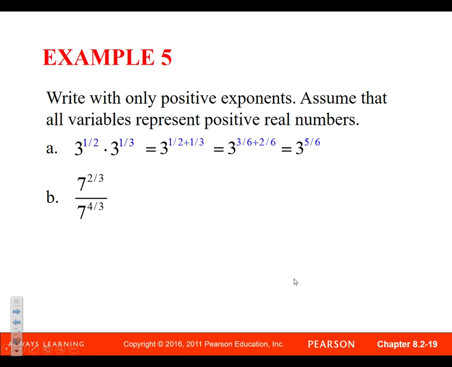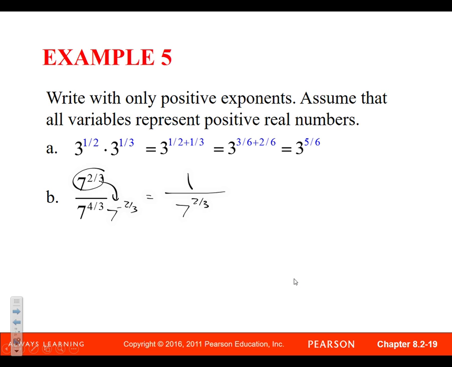Okay. Here's my tip to you, really quickly. Which one has a higher power there? The denominator does, doesn't it? So I'm going to move this to the bottom instead, and that's going to become 7 to the negative 2/3. So I'm going to get 1 left on top. Now I can do the same thing as I did up there. So what is 4/3 minus 2/3? 2/3. So that's just 7 to the 2/3.